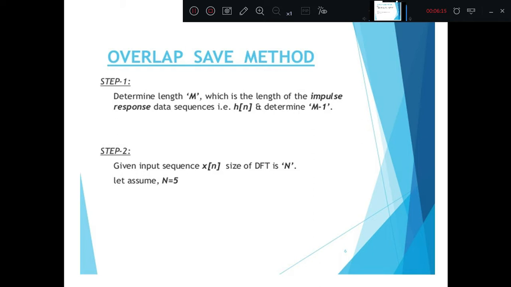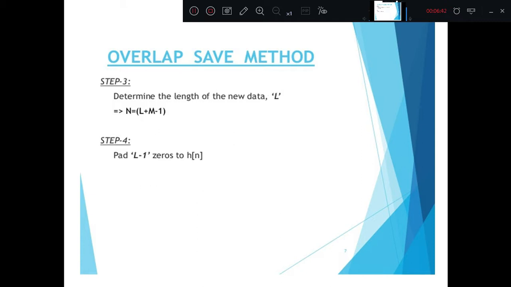So what you have to do is divide the sequence x of n into smaller blocks. Then the question comes: when I divide the long input sequence into blocks of smaller sequences, what should be the length of each block? The length of each block should be capital L, calculated from the relation N, the size of the DFT, is equal to L plus M minus 1. So this L is the number of samples, or the length, of each block.